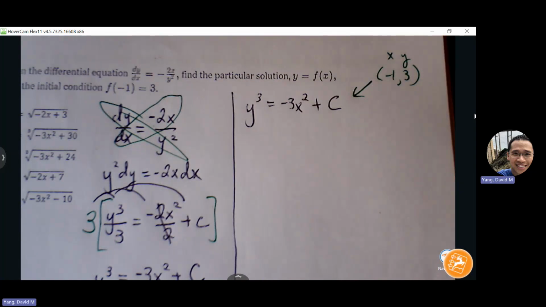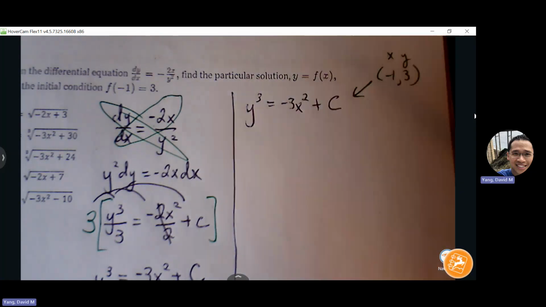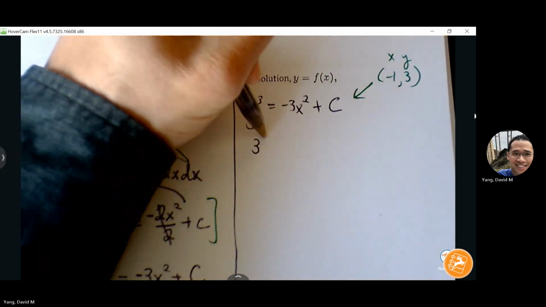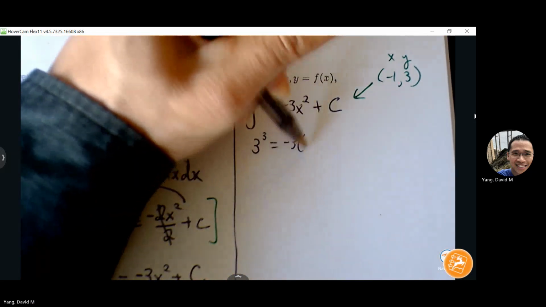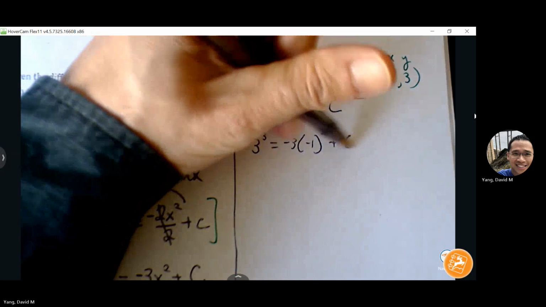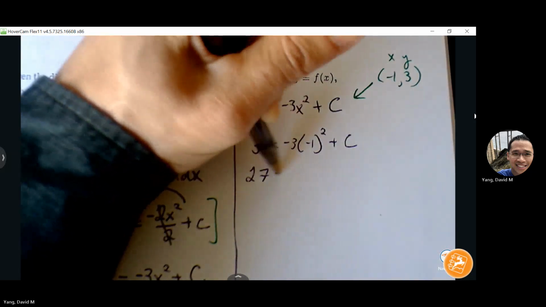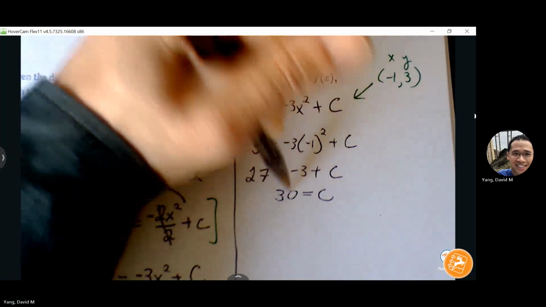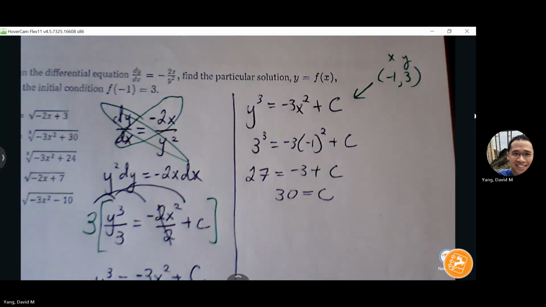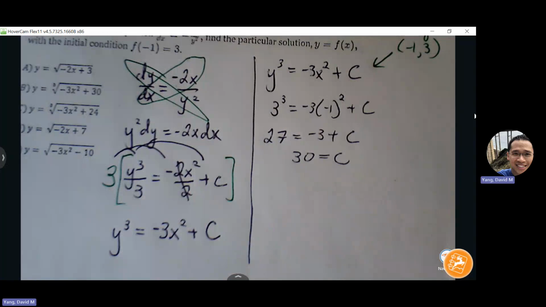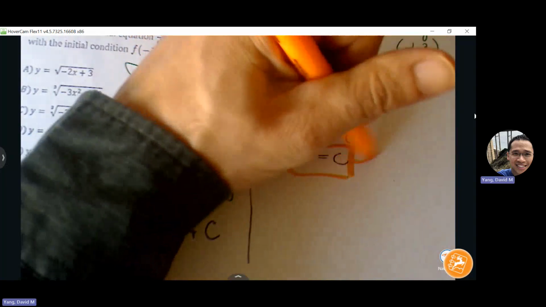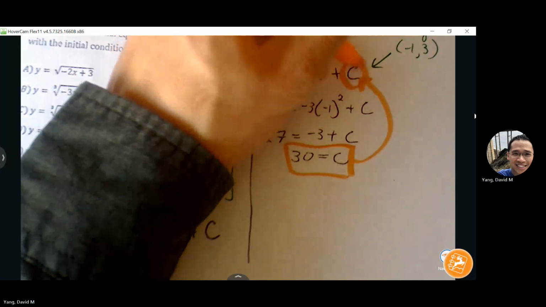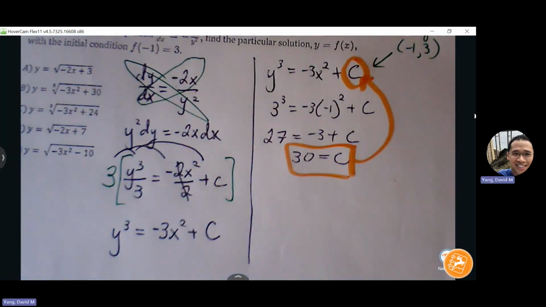Okay, so 3 goes in for y, -1 goes in for x. Once I have 30 for c, I'm going to take that c value and put it back where I started, making the substitution.